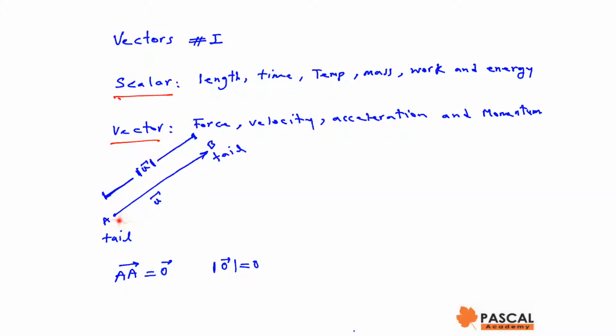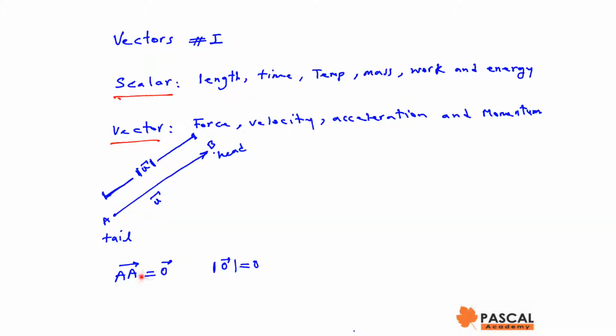In geometry, a vector is shown with a directed line, and direction is denoted by an arrow. The beginning of the line segment is called A and the end is called B, tail and head. The length of the line segment, which is shown with vector U with two vertical lines around it, is called the magnitude of U. It's related to the size of U.